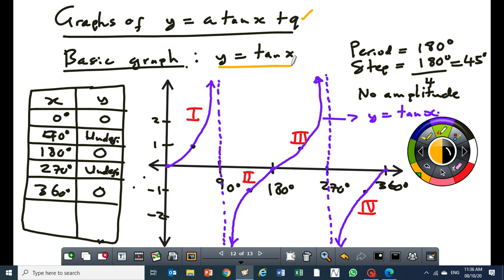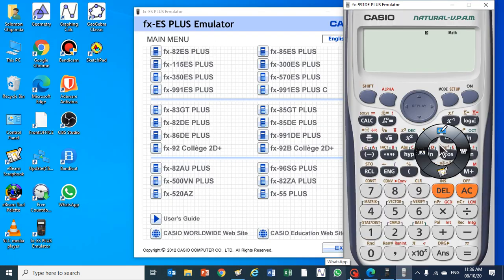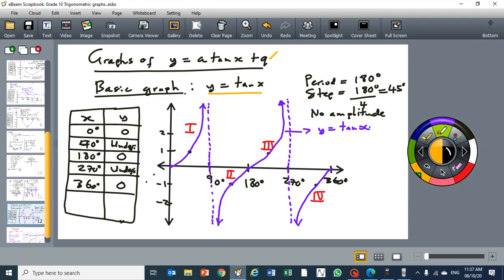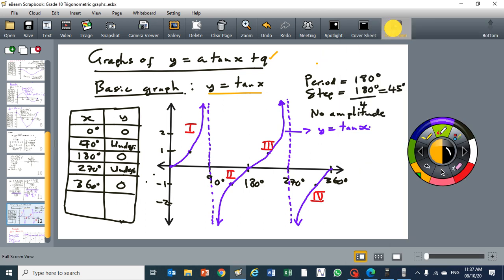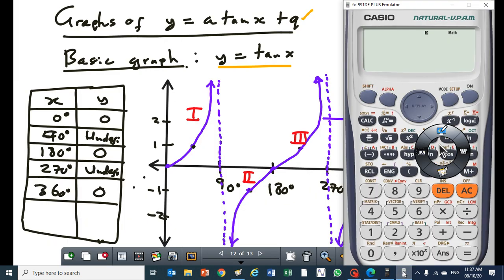So what I want you to do is take out your calculator. Before you start sketching anything, you need to take out your calculator, because for you to be able to sketch the graph, it comes from doing a table of values. So with your calculator, as usual, don't start sketching anything because you need to pay attention first. I expect you to have your calculator in front of you.